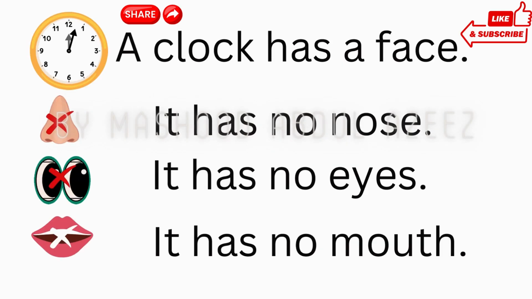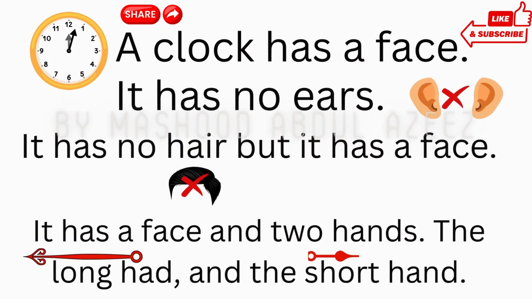A clock has a face. It has no nose. It has no eyes. It has no mouth. A clock has a face. It has no ears. It has no hair, but it has a face. It has a face and two hands. The long hand and the short hand.